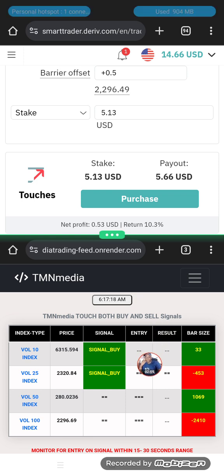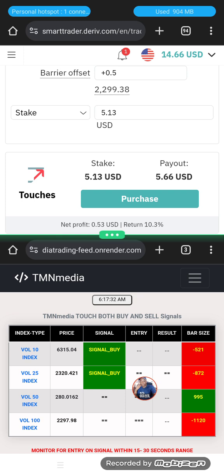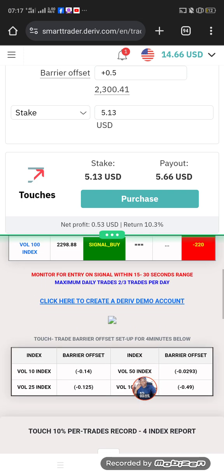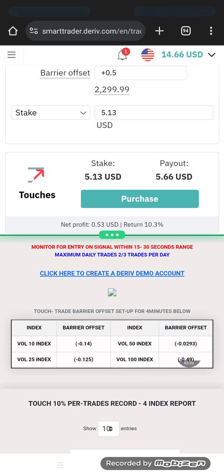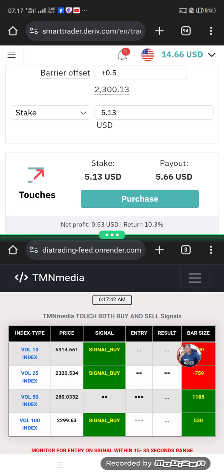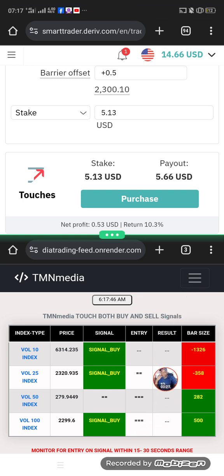So I just felt like, okay, let me do a recording to show off the signal setup that is here. Now, the way this signal setup works is the same as the way the normal touch trade works. The breakdown and the barrier offset I'm using are already here, below. So all you have to do is just pick an index you are going to trade.